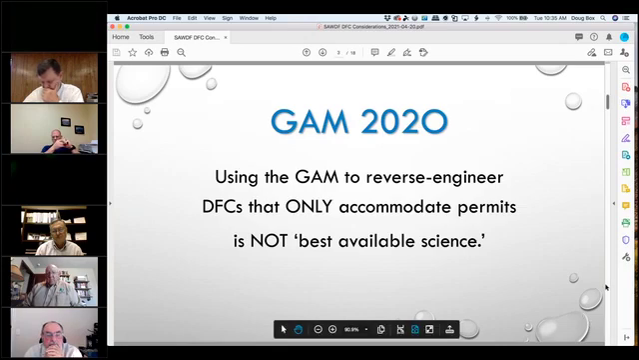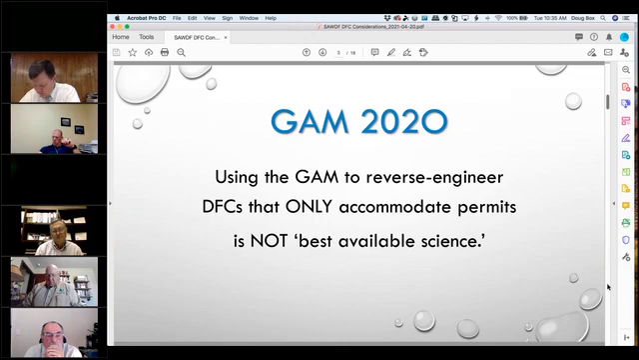So right now, from the best understanding that I have of the best science that you're using, you're using the GAM 2020 to reverse engineer the desired future condition. And that formula that you're wedded to, that you voted unanimously last time to use, the 100% of permitted pumping, only accommodates permits. It doesn't accommodate anybody else. So in the view of SAWDF, that's not the best available science, that formula. So if we go to the next slide.